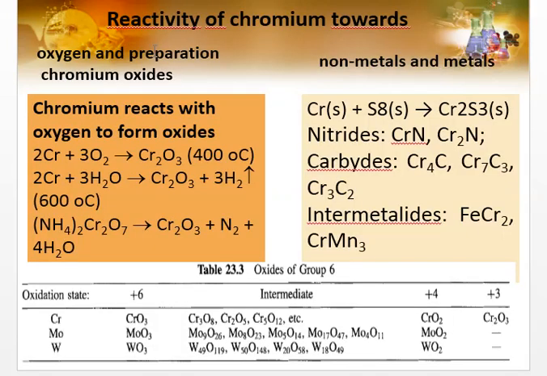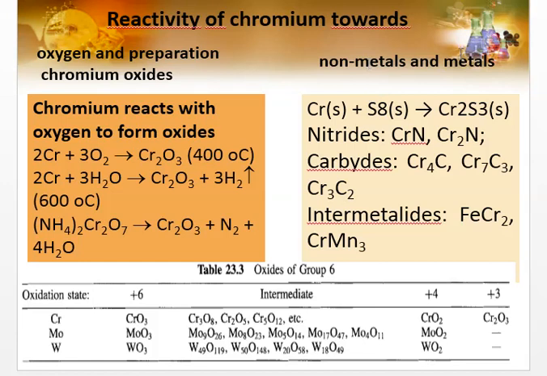Reactivity of chromium towards oxygen and non-metals. Oxygen and preparation of chromium oxides. Chromium reacts with oxygen to form oxides, and if chromium reacts with oxygen and water, we can prepare chromium 3 oxide. And by decomposition of ammonium bichromate, we can also get chromium 3 oxide.